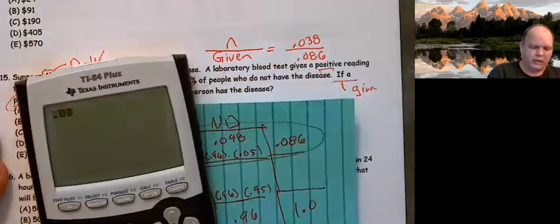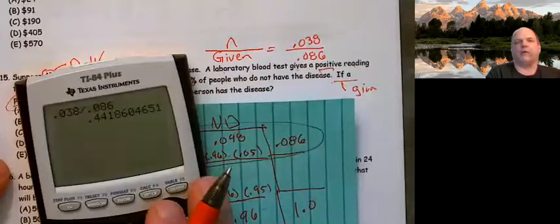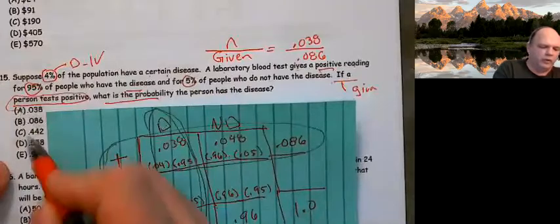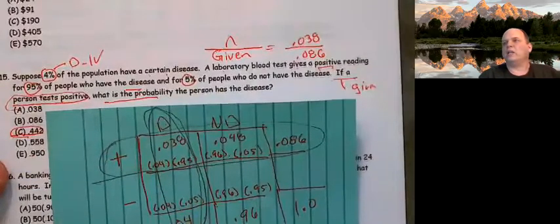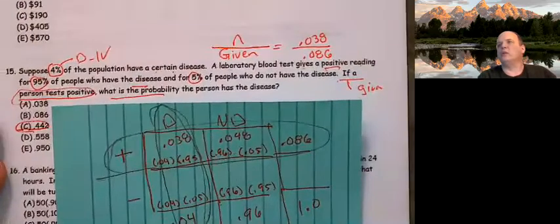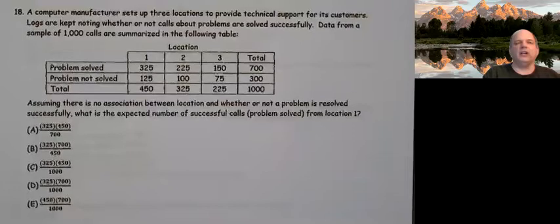So 0.038 divided by 0.086, and we end up getting 0.4418. So in this case, our answer would be C. All right, so let me pause this real quickly. Okay, so number 18 of the death packet.